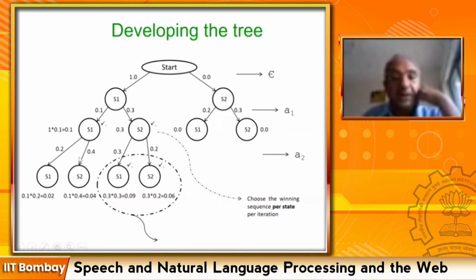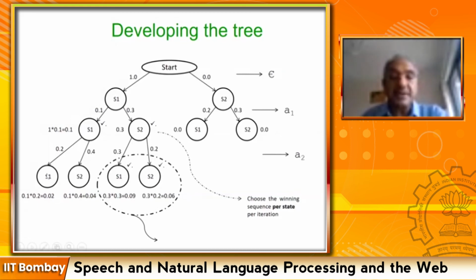Similarly, I note the path probabilities of those paths ending in S2. So again, I have two paths ending in S2. So first path ending in S2 gives me probability of 0.04, 1 into 0.1 into 0.4. The other path gives me 1 into 0.3 into 0.2, which is 0.06. So now what I'll do is that I will only advance that subtree which has higher accumulated probability.